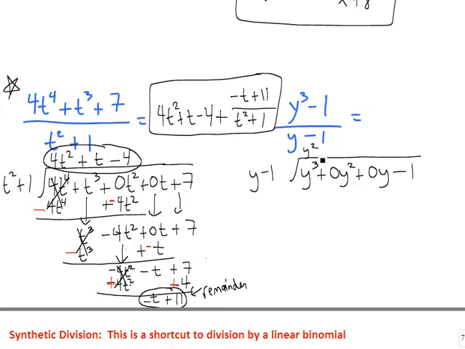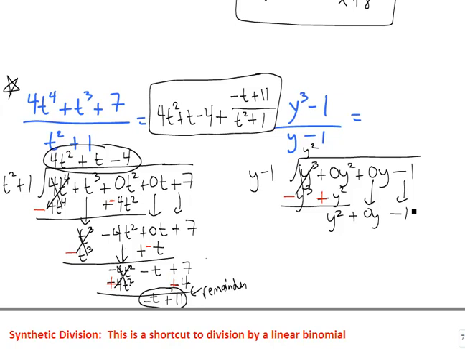Y squared. Y squared times y is y cubed. Y squared times minus 1 is negative y squared, and I can line that up right underneath my other y squared. Draw your line. Change your signs, so this becomes negative, this becomes positive. Add down. The y cubes cancel out. 0 plus a y squared is going to stay y squared. And I'm going to bring these two down because I haven't used them yet.